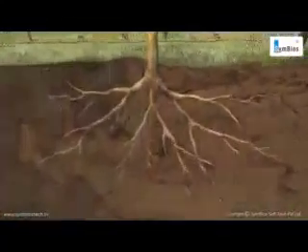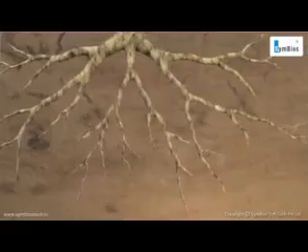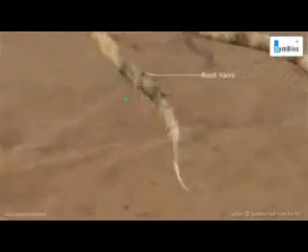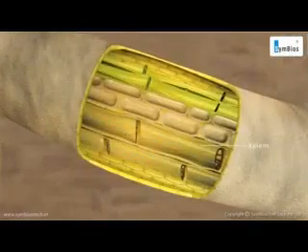So all plants need water. Plant roots absorb water and minerals from the soil. Water absorption is mainly carried out by root hairs. These narrow-walled hairs greatly increase the area over which water absorption can take place.